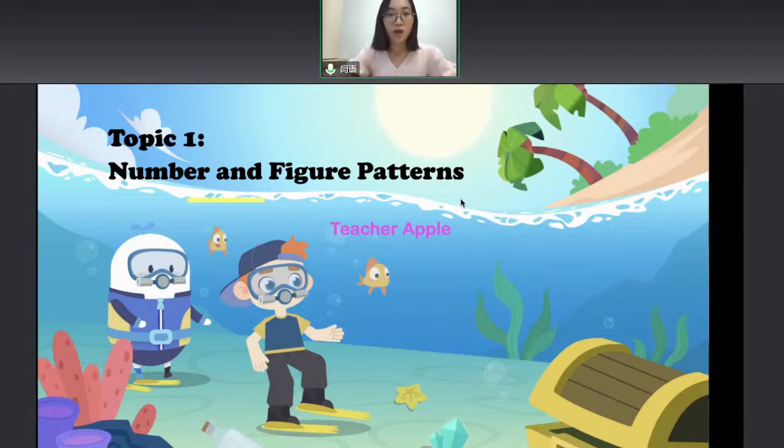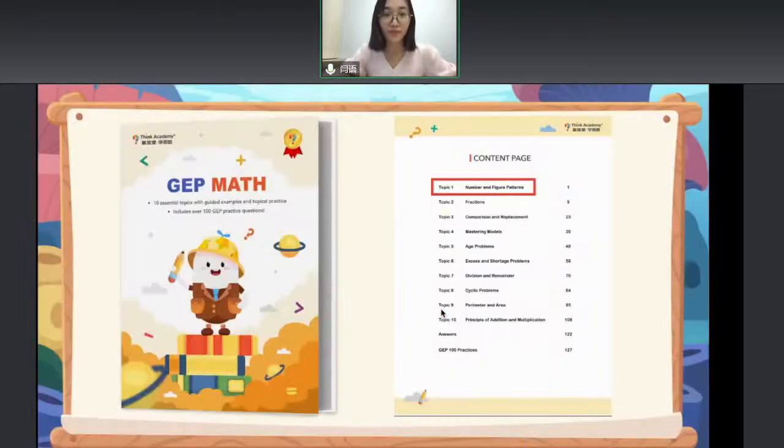Okay. So this is about topic 1, and in the following 3 days, Teacher Mew and Teacher Apple, it's me, okay? We are going to share a few P2 GEP topics with you. So everyone, maybe now you can take out your GEP math book. Let's start from the first topic, which is about number and figure patterns. Okay, please take out your book and turn to page 1, number and figure patterns.